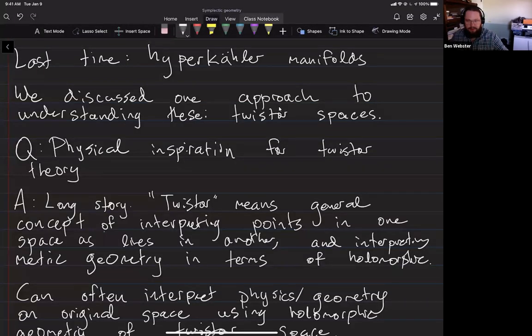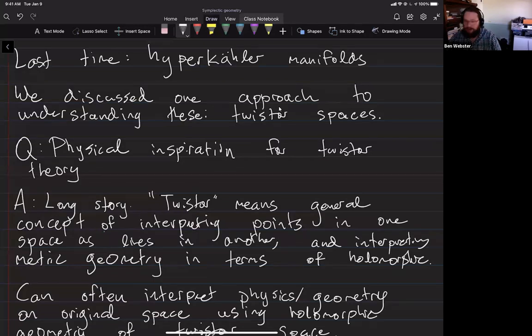So, started recording. Let me remind you, last time we talked about hyperkähler manifolds. These are manifolds with three different complex structures that interact with each other like the quaternions. So there's sort of some quaternionic upgrade of complex manifolds. And we talked about the context of these in differential geometry, but one of the things we talked about is they're kind of hard to construct.